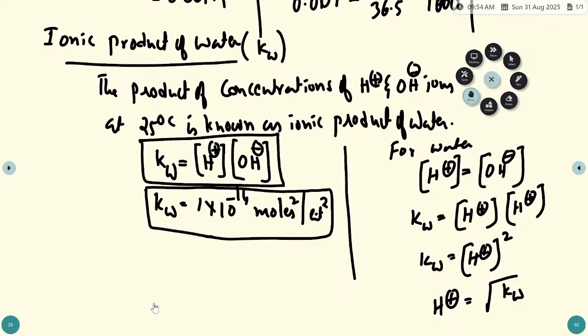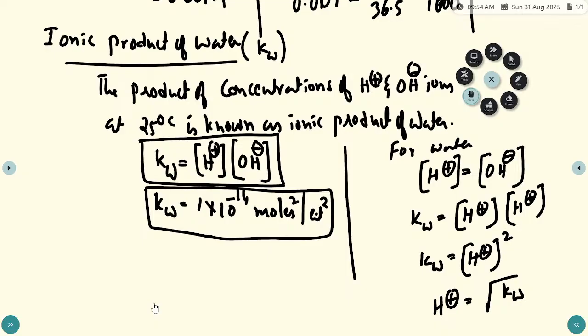Because they are in equimolar, you can write H plus ion in the place of OH minus ion. So it becomes H plus ion square. Taking the square root, the root of Kw comes.